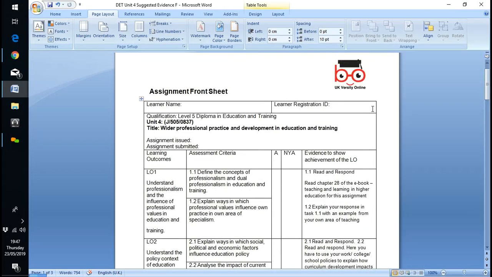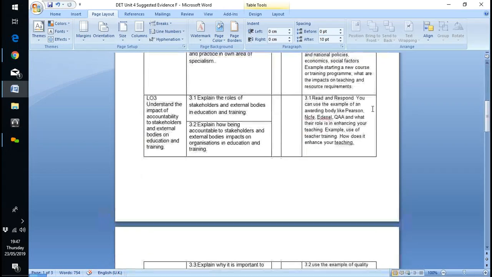NCFE are the awarding body. It's not written on there, but it doesn't matter. They are the awarding body in this case, and they will stipulate what needs to be done. Now, as with most awarding bodies, with any new course like this, they do not give a lot of information.